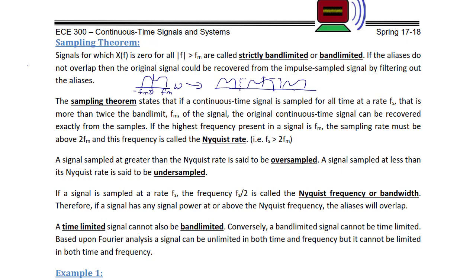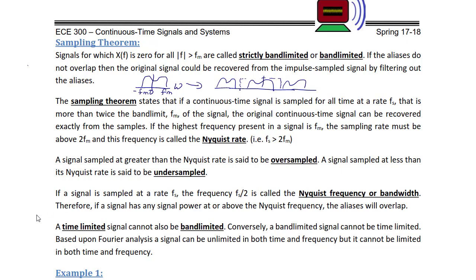A time-limited signal cannot also be band-limited. Conversely, a band-limited signal cannot be time limited. Based upon Fourier analysis, a signal can be unlimited in both time and frequency, but it cannot be limited in both time and frequency.